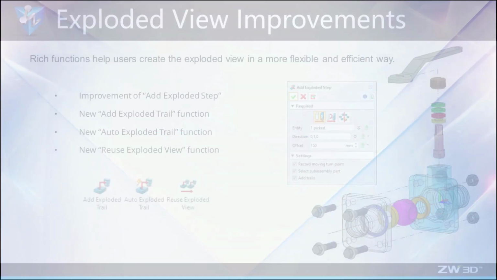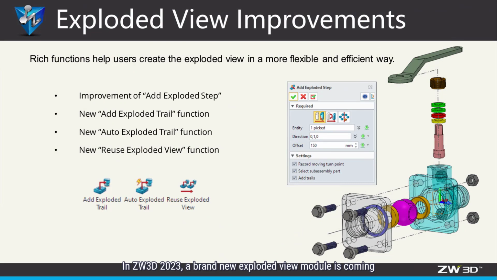Explorative view improvements. In ZW3D 2023, a brand new explorative view module is coming. In the new explorative view, turn point, subassembly, and trails are available while adding explorative step. Moreover, new auto explorative trail function and reuse explorative view functions can also help users create the explorative view in a more flexible and efficient way.